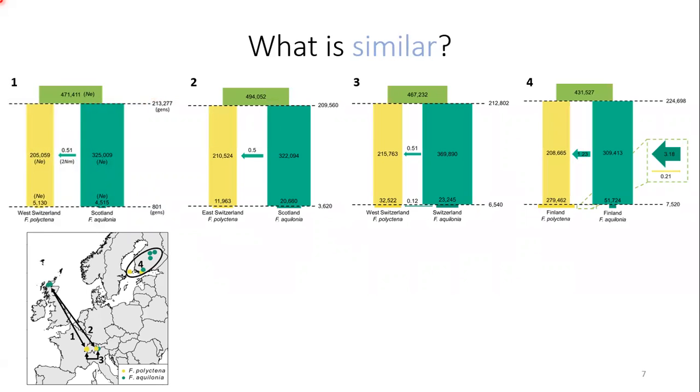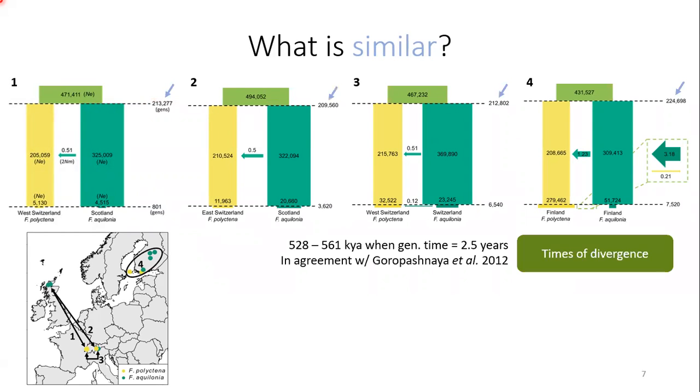Looking at the best histories, we can see that the times of divergence are quite consistent across all comparisons. We consider the generation time to be 2.5 years, which puts the divergence time in the Pleistocene between 528 and 561,000 years ago.